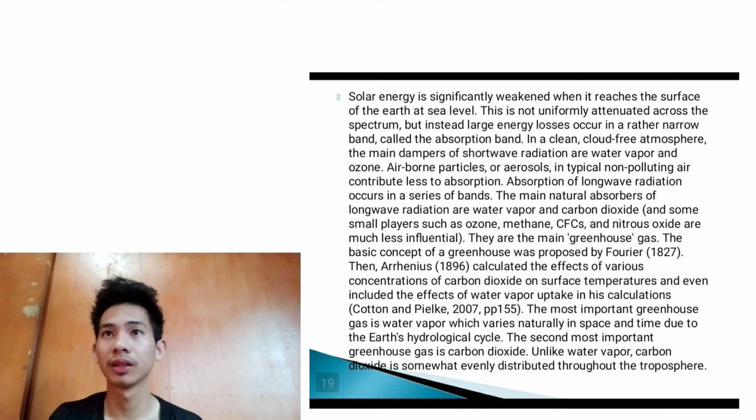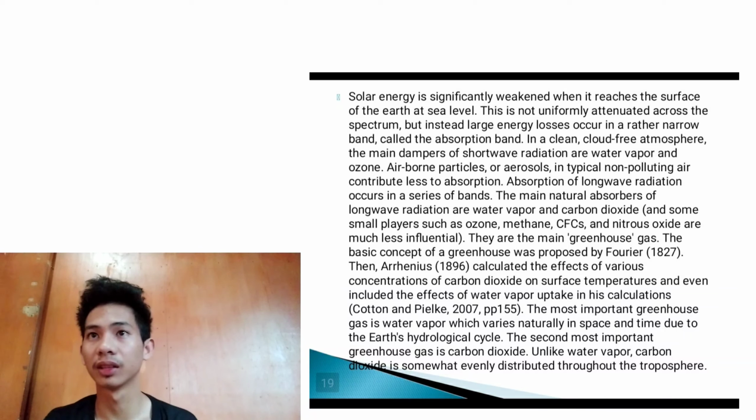Solar energy is significantly weakened when it reaches the surface of the Earth at sea level. This is not uniformly attenuated across the spectrum, but instead large energy losses occur in rather narrow bands, called absorption bands. In a clean, cloud-free atmosphere, the main absorbers of shortwave radiation are water vapor and ozone. Airborne particles or aerosols in typical non-polluted air contribute less to absorption. Absorption of long-wave radiation occurs in a series of bands. The main natural absorbers of long-wave radiation are water vapor and carbon dioxide, and some minor players such as ozone, methane, CFCs, and nitrous oxide are much less influential. They are the main greenhouse gases.